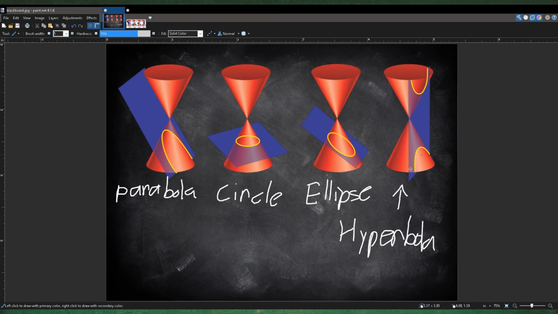So what they usually do is they'll ask you about what types of conics there are. If you see one parabola, it's just a parabola. If you see anything with a circle, it's going to be an ellipse. And if you see anything with two parabolas, you're going to have to say it's a hyperbola.